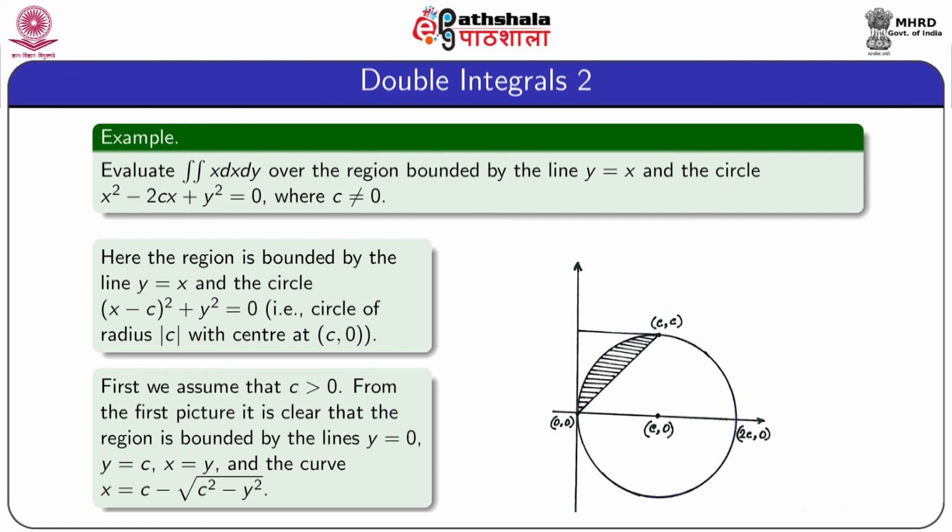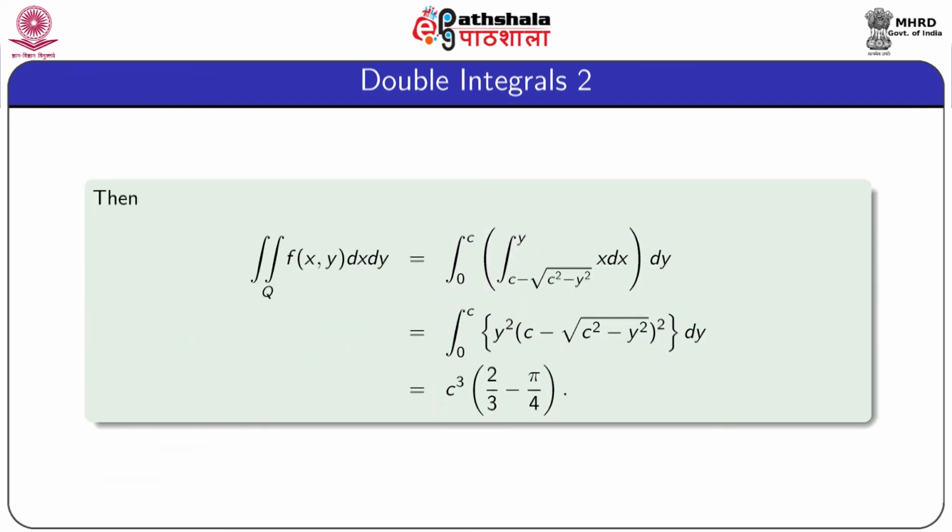First, we assume that c is greater than 0. We can find the adjacent figure. From this, it is clear that the region of integration is bounded by the lines y equal to 0, y equal to c, x equal to y, and the curve x equal to c minus root over c square minus y square. Then, the integral over Q of f(x,y) dx dy, we have calculated and found that it is c cube times (2 by 3 minus pi by 4).